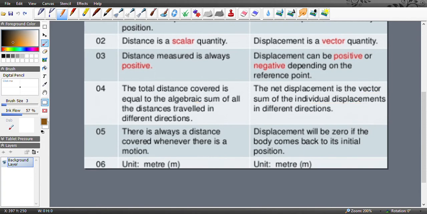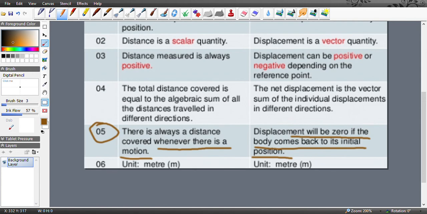Now the difference number 5 is that there is always a distance covered whenever there is a motion. Displacement will be 0 if the body comes back to its initial position. Whenever a person has moved from its position, it will cover some distance, any distance. It could be 2 kilometer, it could be 2 meter.